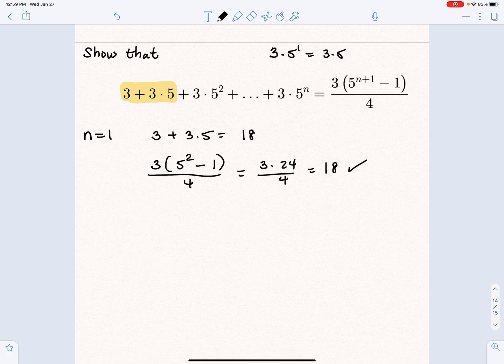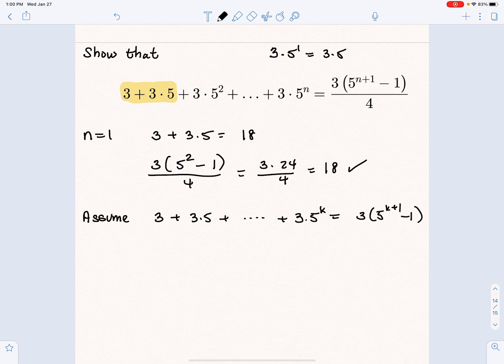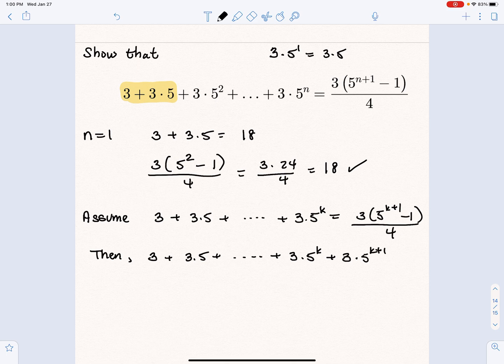So now, the inductive hypothesis: we're going to assume that 3 plus 3 times 5 plus many in the middle plus 3 times 5 to the k is equal to this thing over here. Then what we want to show is that when we add an additional term that follows the same format, these always take a little bit of time to write. So I'm going to write 3 times 5 to the k plus. Now the next one is just going to change k to k plus 1, so that's what we have there.